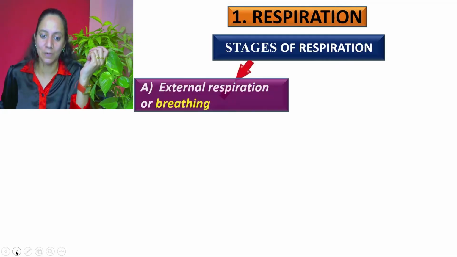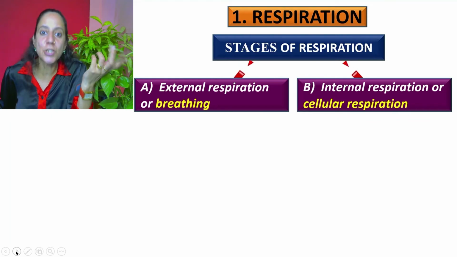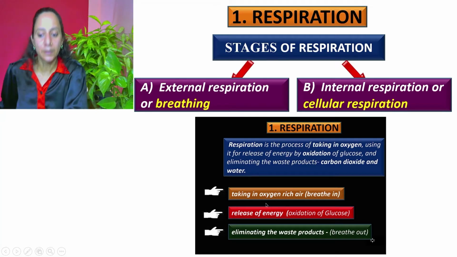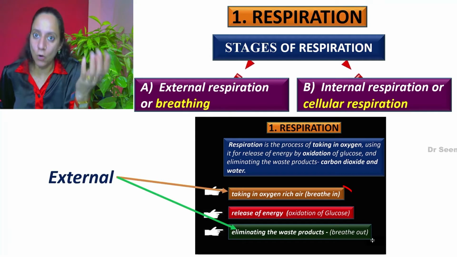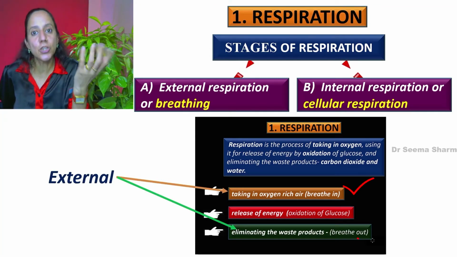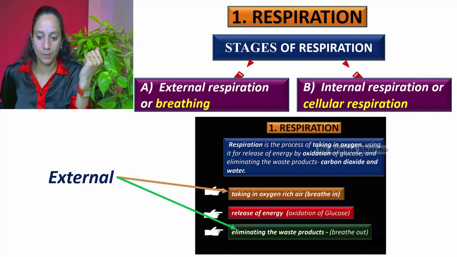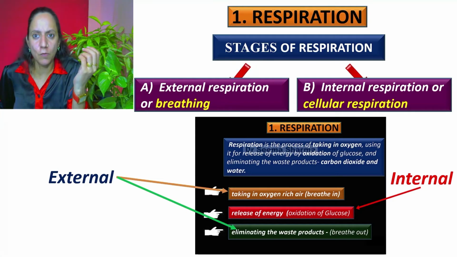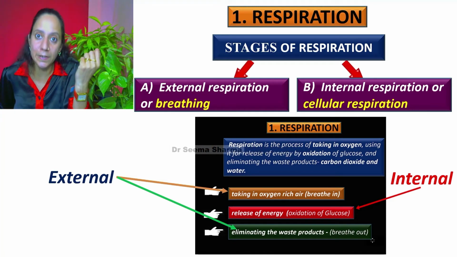Stages of respiration. They are 2. First, external respiration or breathing. And second is internal respiration or cellular respiration. Now as I told you, 3 steps are there in respiration. This taking in of oxygen rich air and elimination of waste product, they both come under external respiration, whereas release of energy, that is because of the oxidation of glucose present in the cells with the help of this oxygen, is internal respiration.